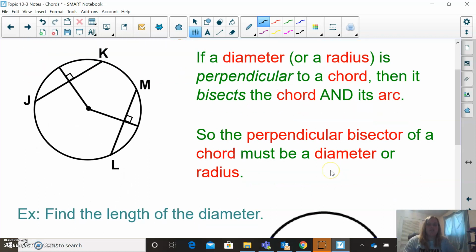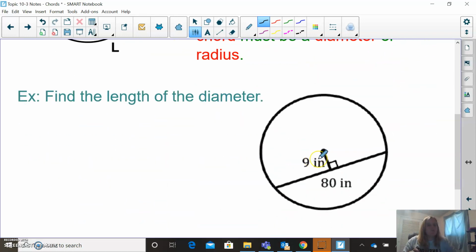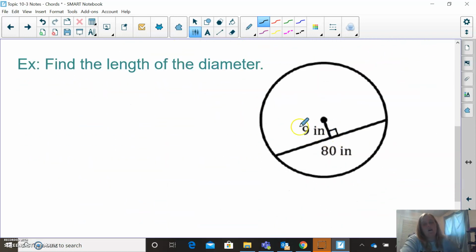So, let's come down here and find the length of the diameter. I know what you're thinking, this is weird. What we can do is notice this box here says it's perpendicular. So that means that this line is cut into two equal parts. There's 40 in here in red, and the other half, I'm going to mark in green as 40, because this line cuts it in half into two equal parts of 40.